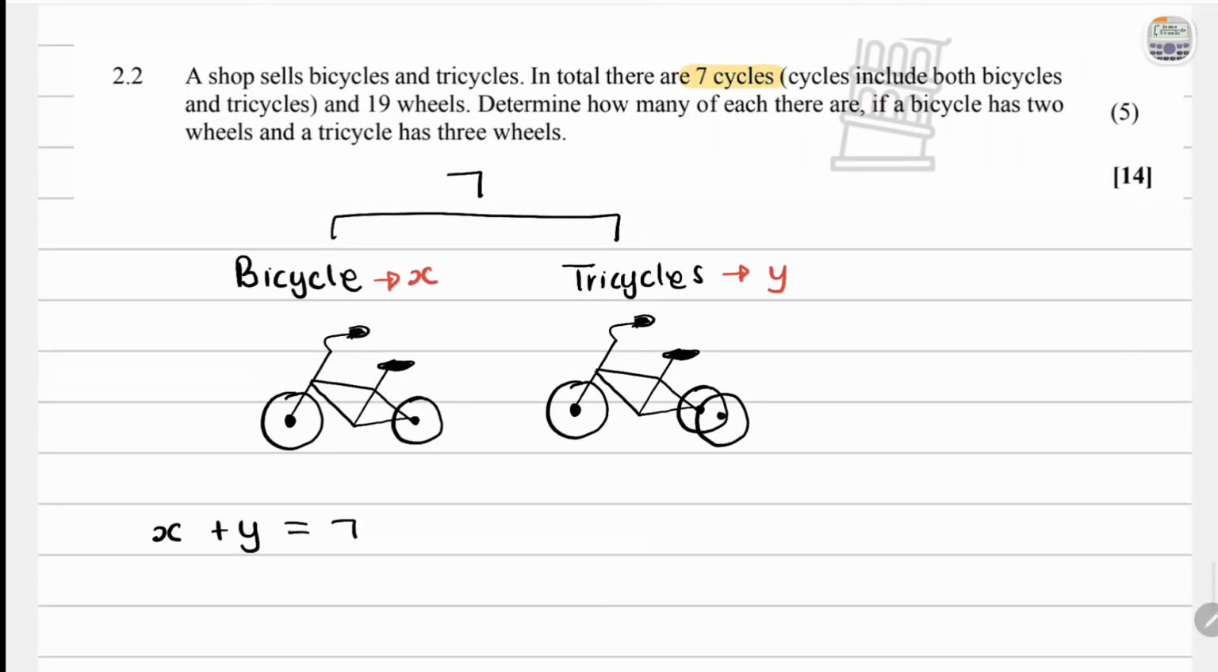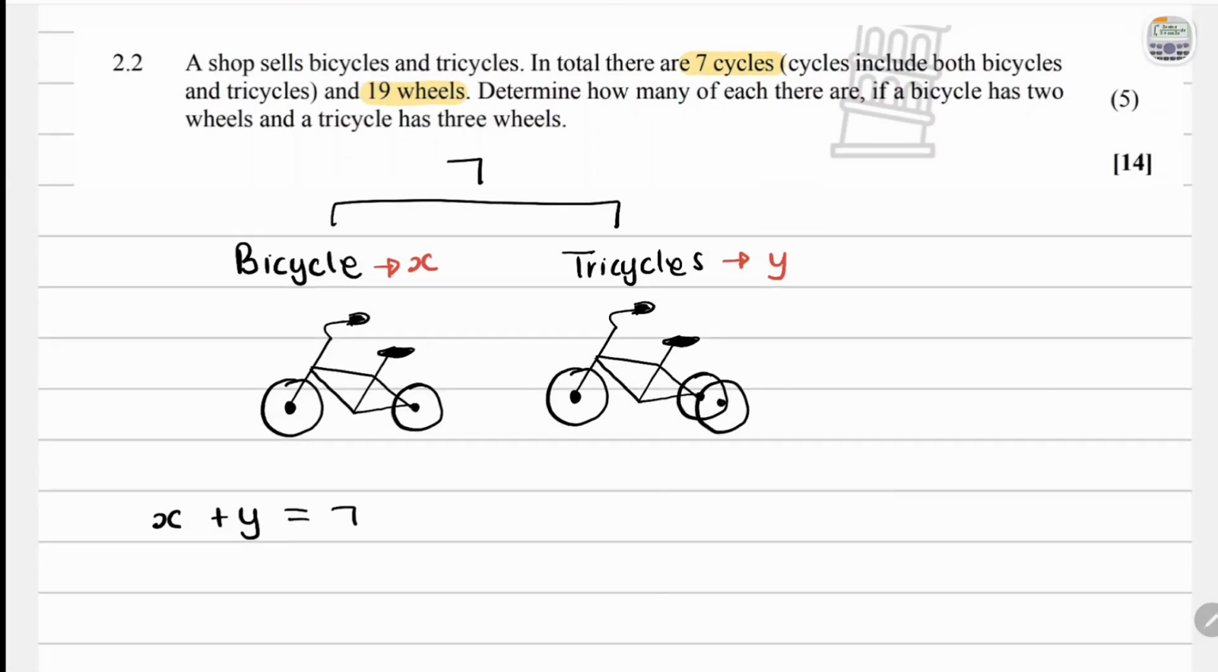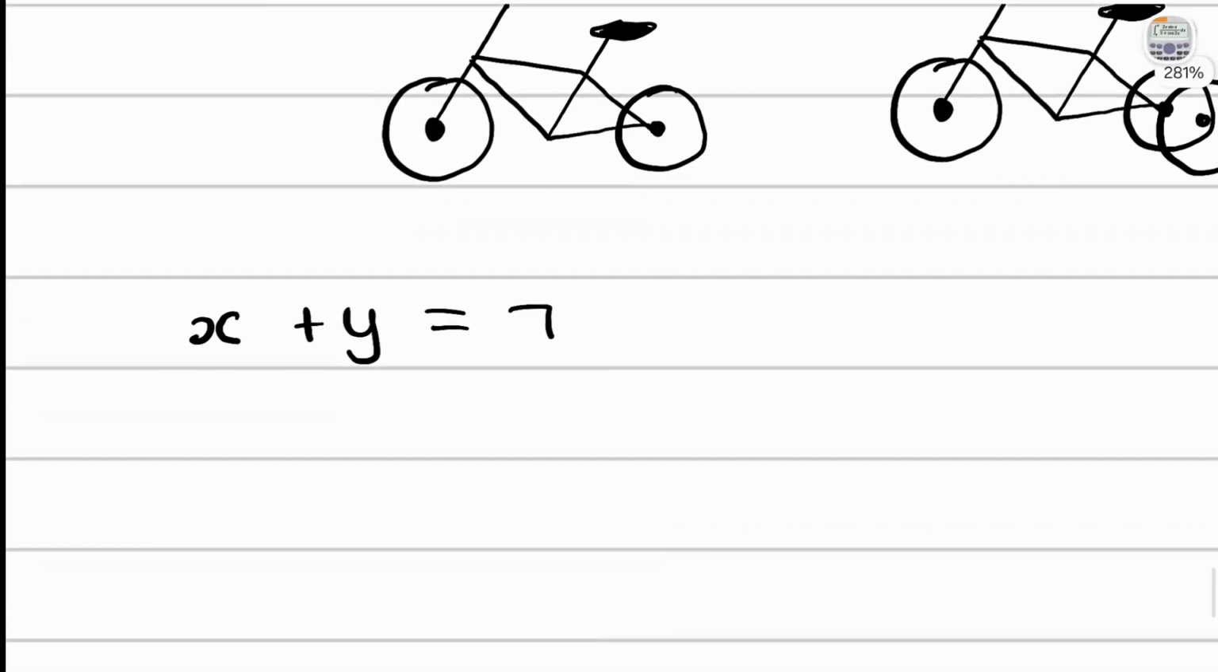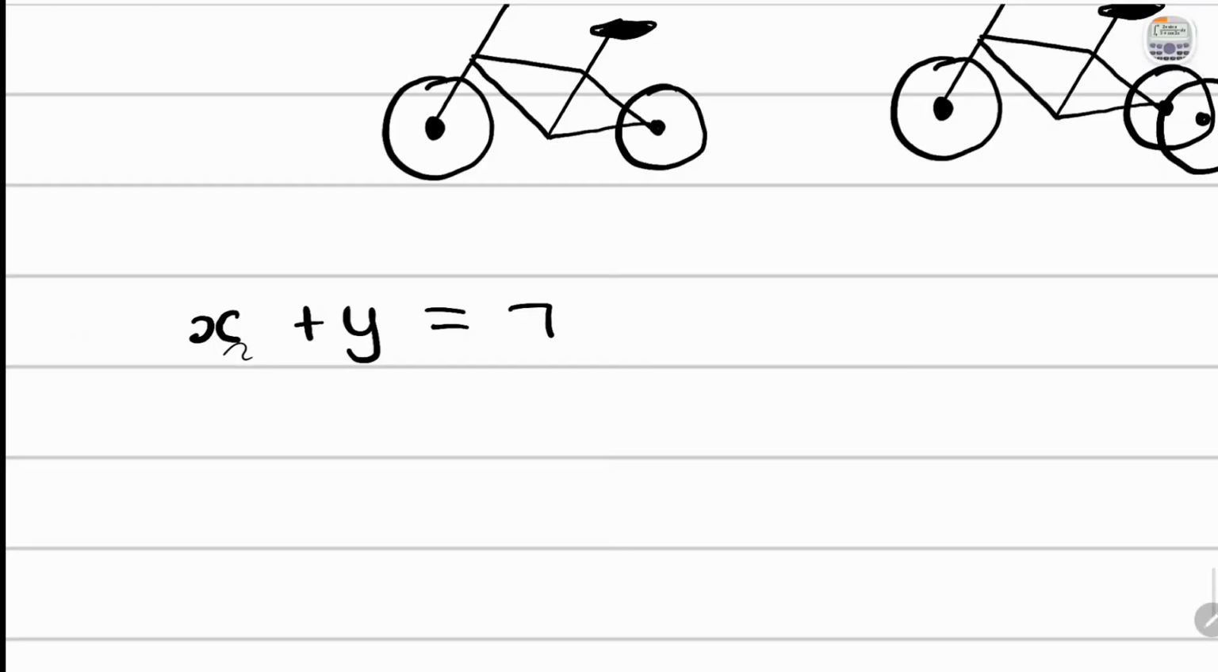Okay, so let's see the other information that they give us. They say that the wheels add up to be 19. So we've got 19 wheels. So how can we actually think about the wheels and make some sort of equation from this? Okay, so you can think about it like this. This is a single bicycle and this is a tricycle, right?